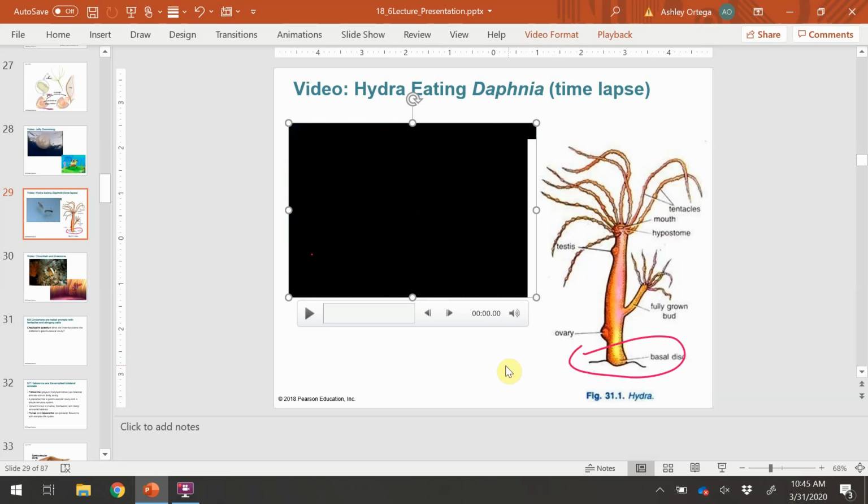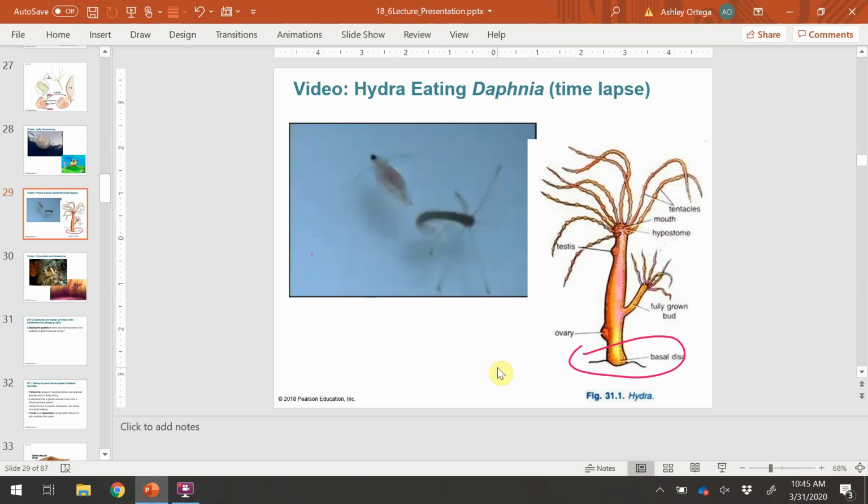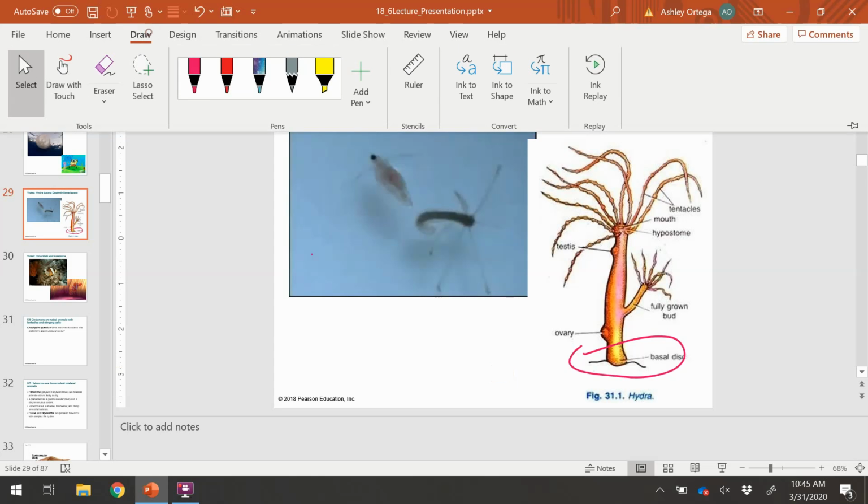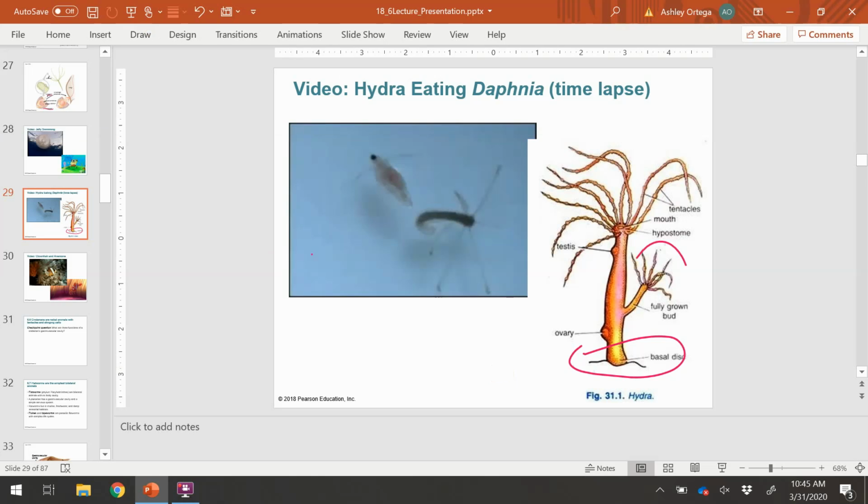Another unique feature for the hydra is that they have both means of reproduction. They're capable of sexual reproduction as well as asexual reproduction. That's shown here on the picture as well. They have a fully grown bud asexually growing on the side, and then they have the gametes needed for sexual reproduction as well.